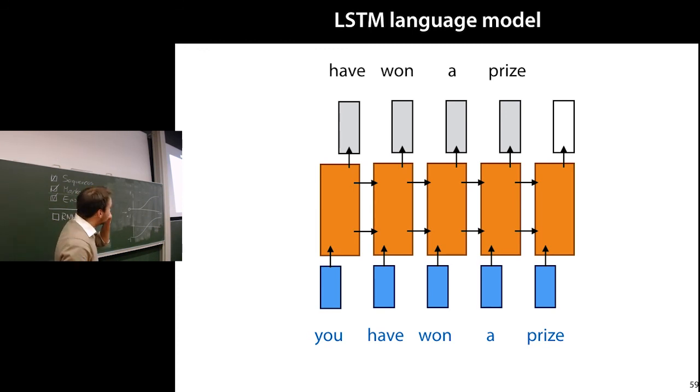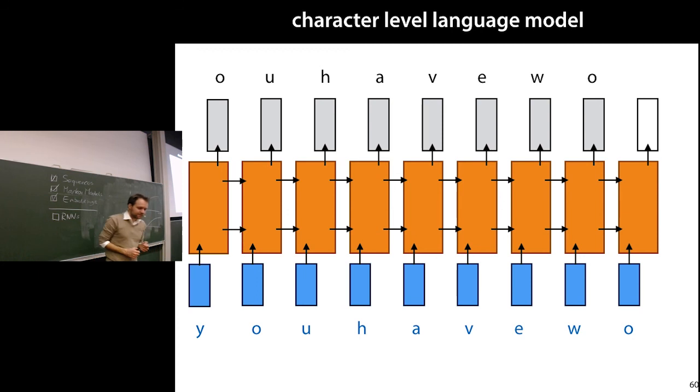But you don't have to train it on words. You can also train it on the characters. So we split the sequence into characters, and we do the same thing. So now the model doesn't know about words. It just knows about characters. So our one-hot vectors become a lot smaller. That's nice. But our unrolled network becomes a lot longer. Sequences become a lot longer.